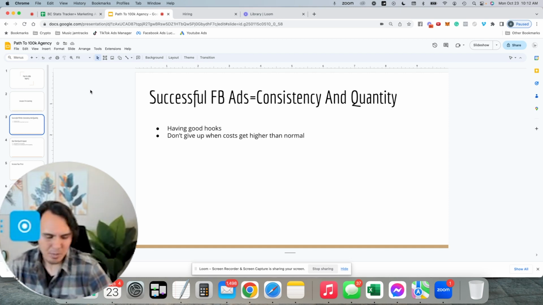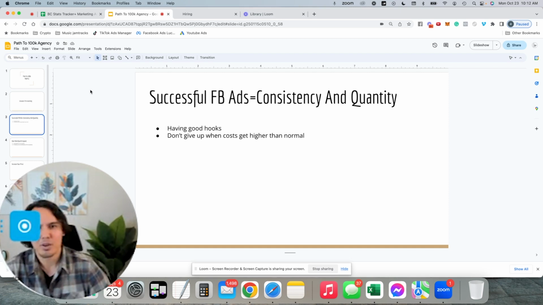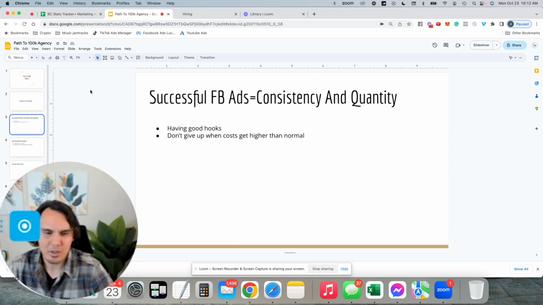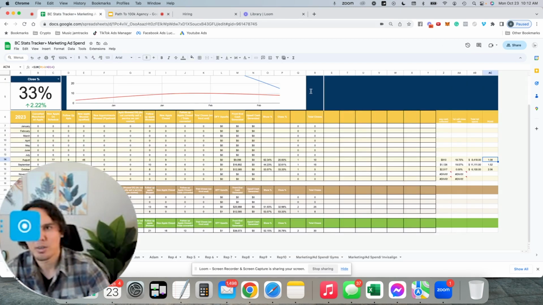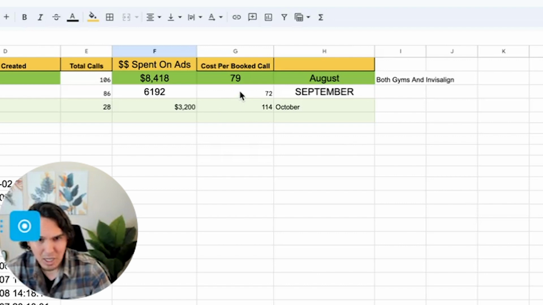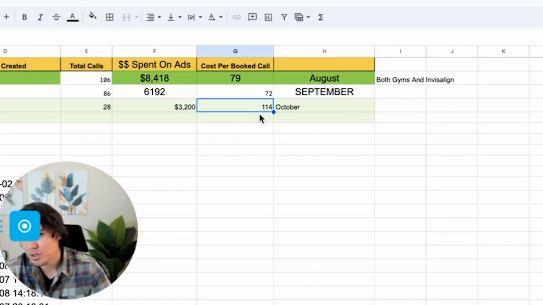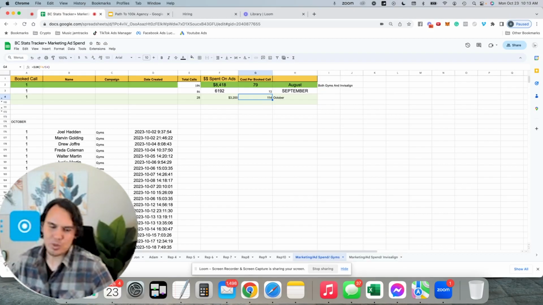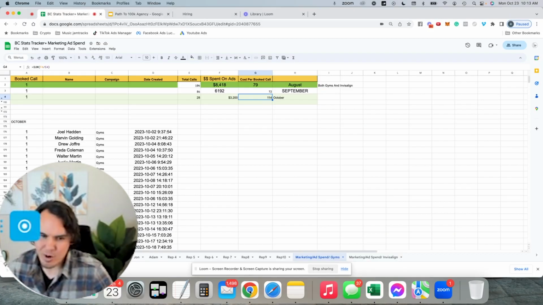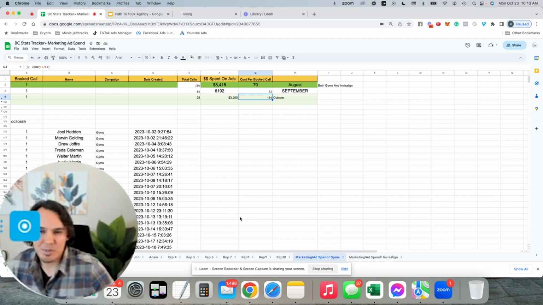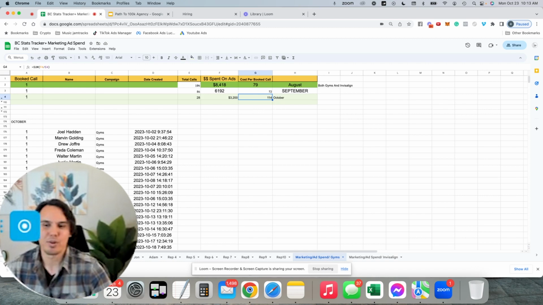And then just being able to not give up when it gets hard. Like right now, we're having a challenge getting our cost per booked call down. Our cost per booked call was around $80, and this month it jumped up to $114 for gyms, right? So we started trying some other things that are not performing. Oftentimes the temptation is to throw in the towel and give up, but those are the times where you got to push through.